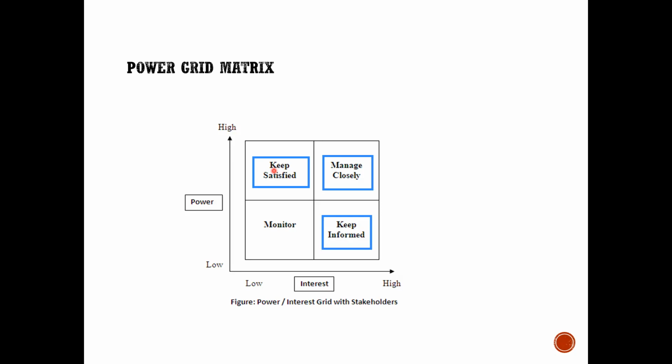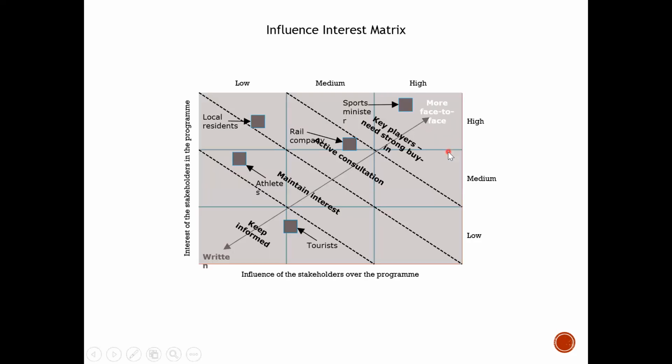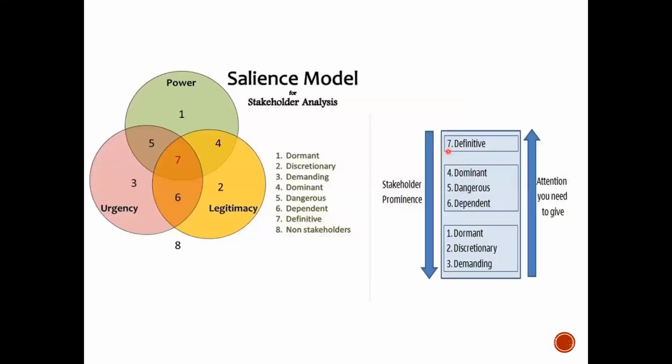Now, this is the power grid matrix. There are other tools also used. For example, another tool very similar to this is the interest influence matrix. Before we do that, because it is very similar to what we did, I'll go through the Salience model. This is another model where we take a third dimension also. We take three dimensions: power, urgency, and legitimacy.